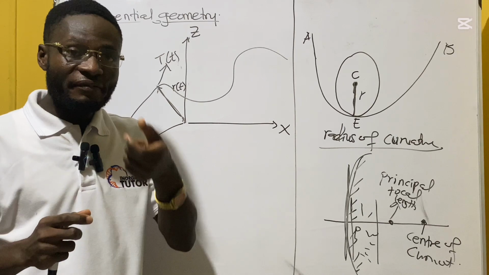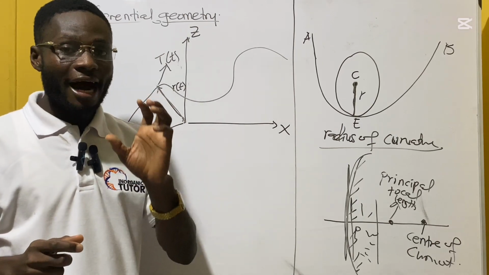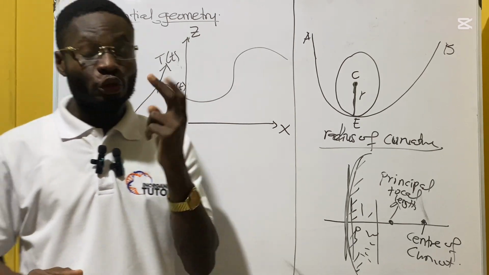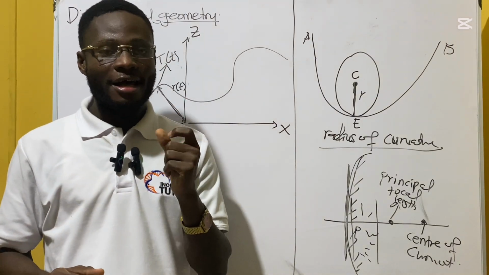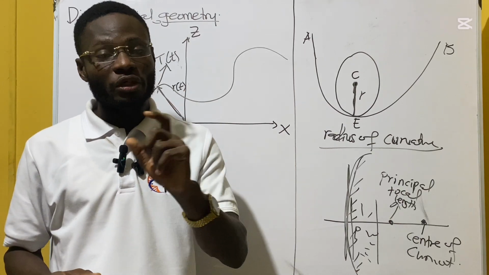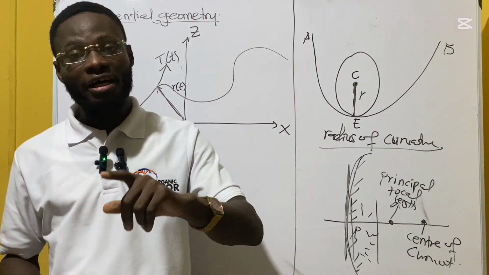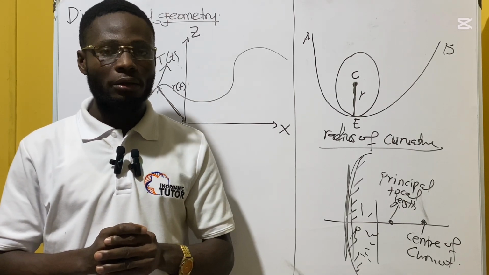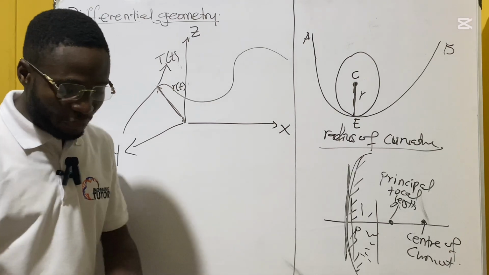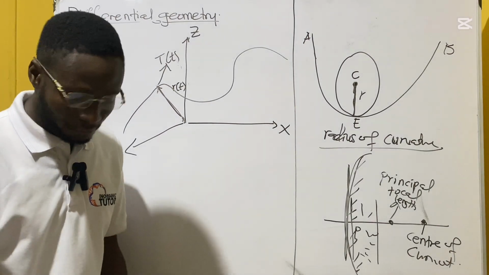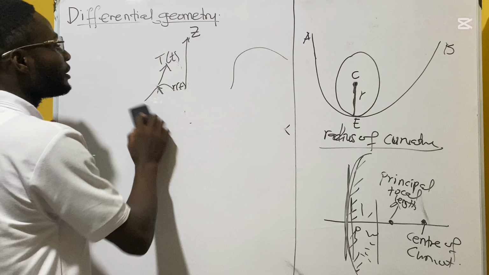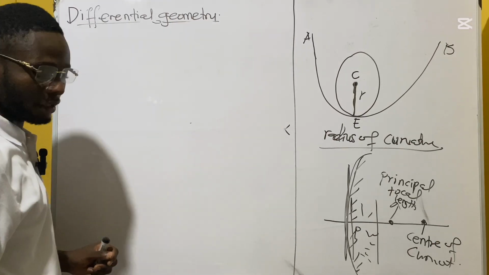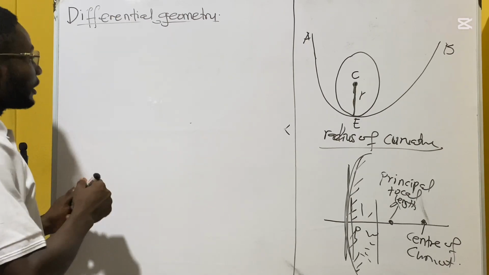Now we are going to dive into four key aspects: first, the unit tangent; second, the curvature; third, the radius of curvature; and the fourth one is the principal normal. So these are the formulas for the unit tangent, the curvature, and the others.